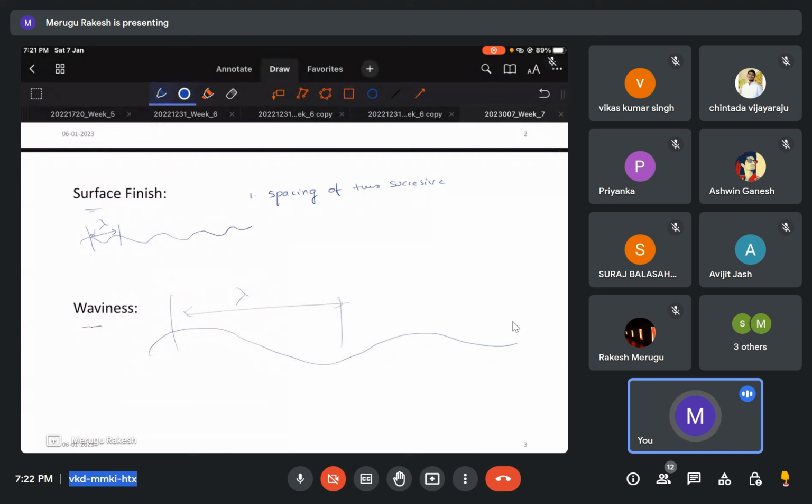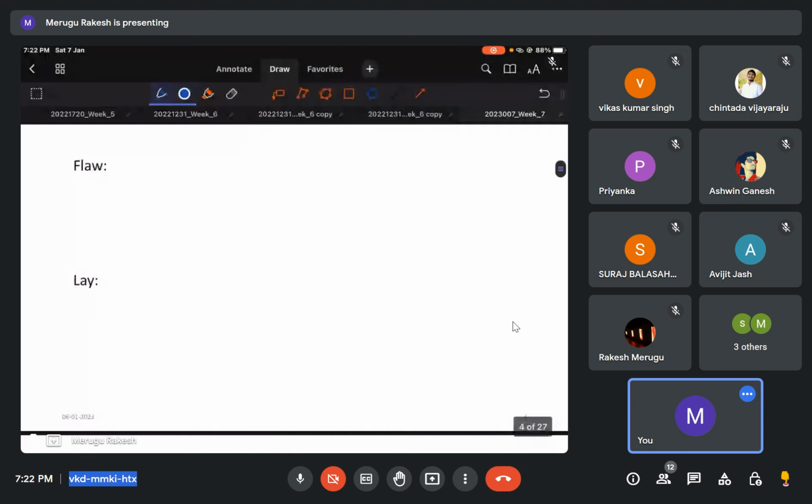Now we will talk more about surface finish, what parameters we actually use to measure the surface finish, and what common mistakes we make while solving these numericals. Okay. So before that, as you can see, there are two topics, flaw and lay. Can you give me the difference between these two? What is flaw and what is lay during machining?